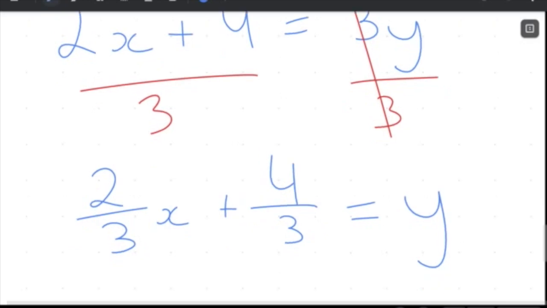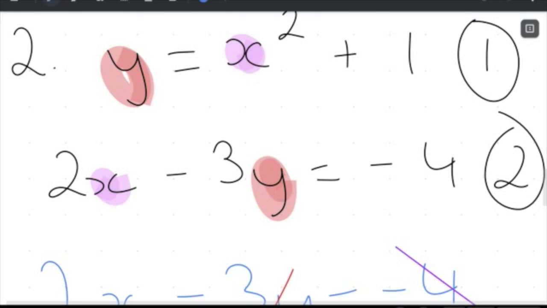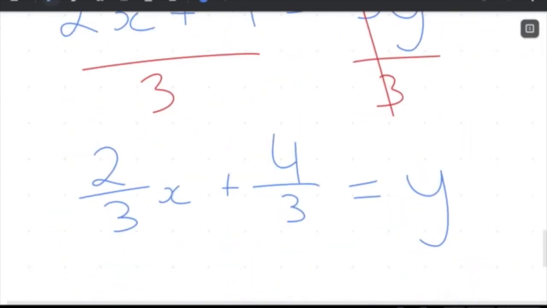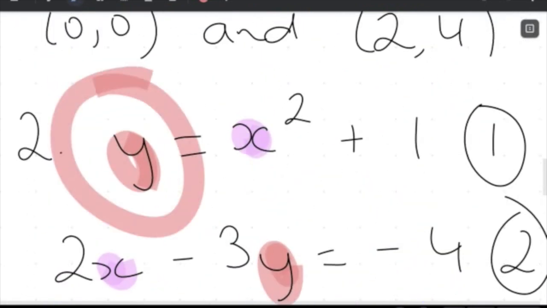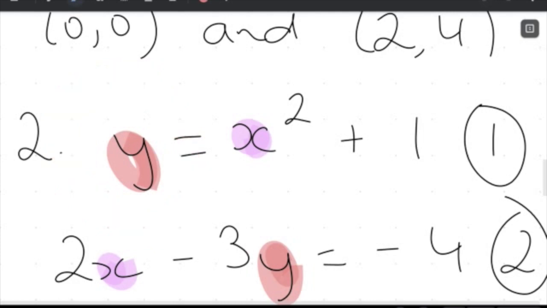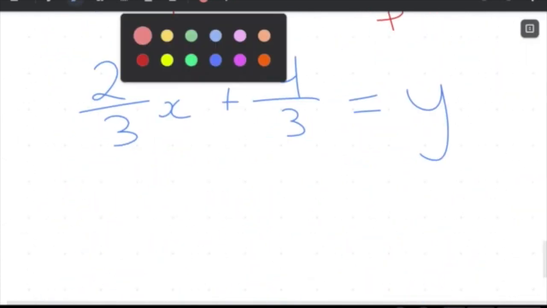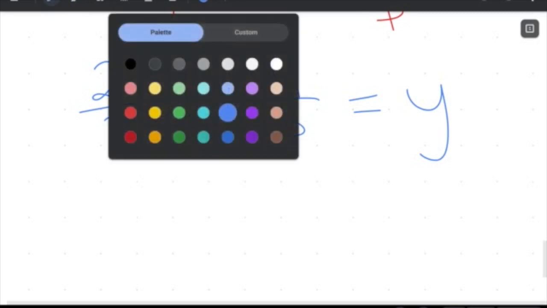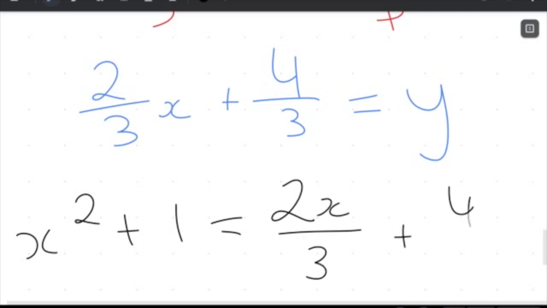Okay, now this is a little annoying, but we can still work through this using substitution. So I'm going to set, since I have a y here on its own and I have this y on the left hand side, both of those are equal at the point of intersection. So I can set the x things on the other side to equal each other. So using substitution, I have that x squared plus 1 equals 2x over 3 plus 4 over 3.